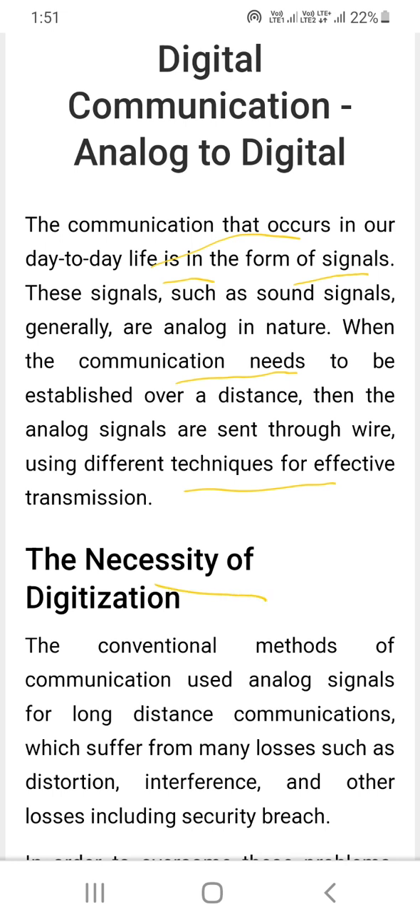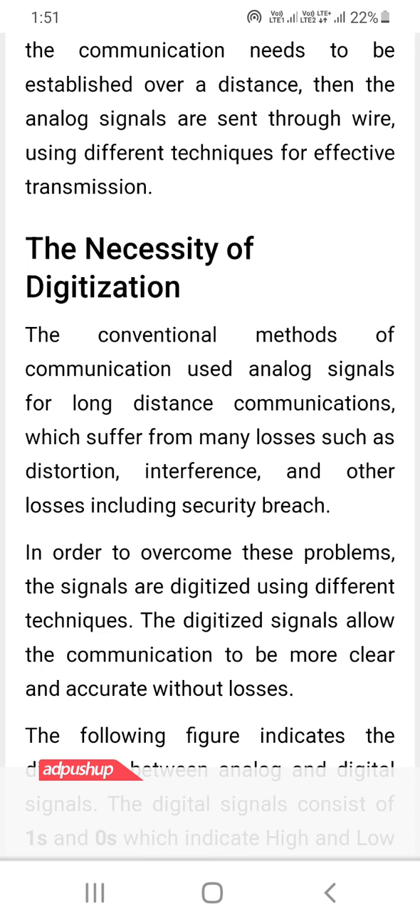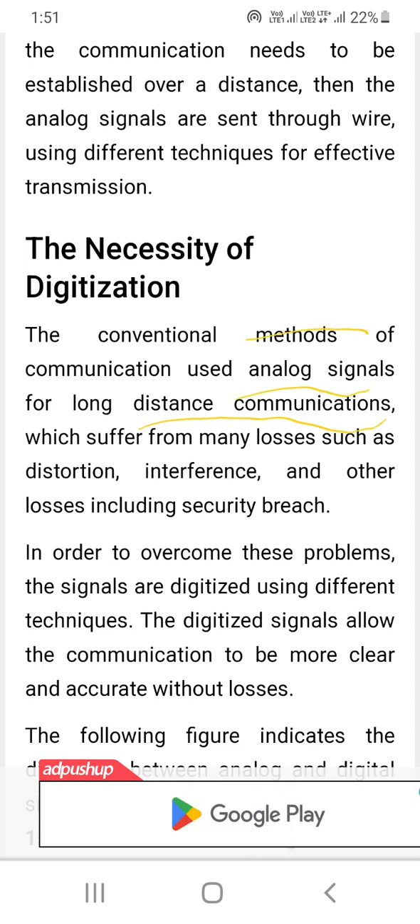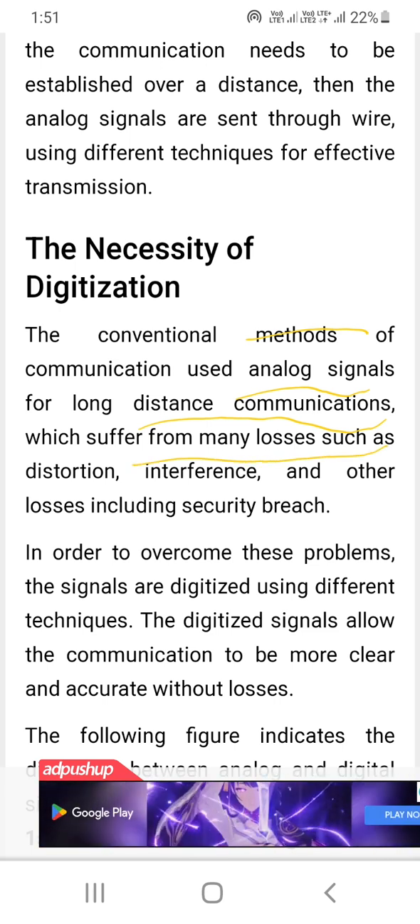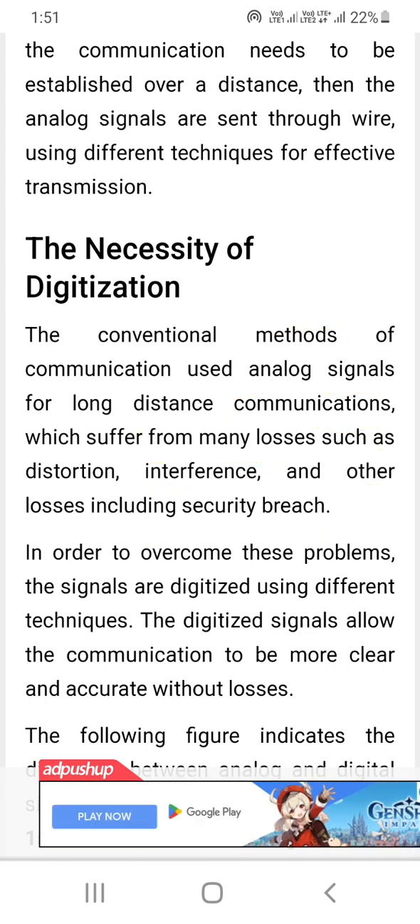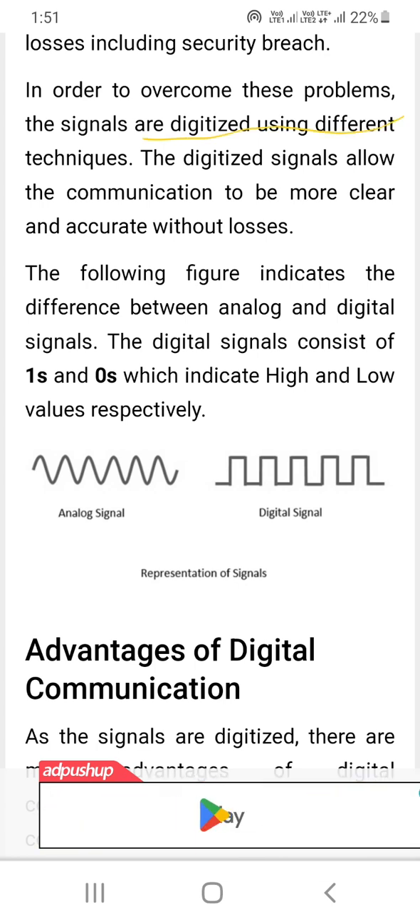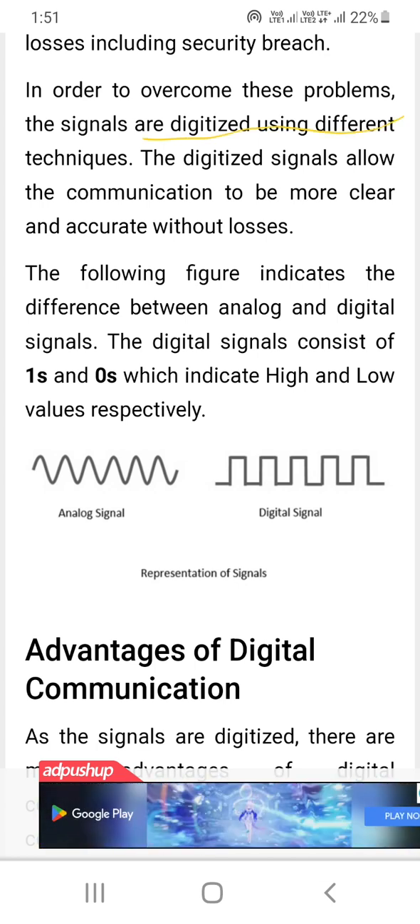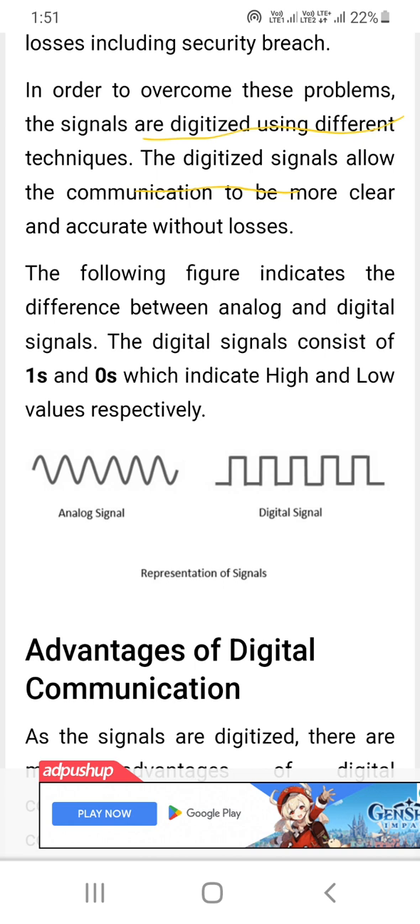The necessity of digitalization. The conventional methods of communication use analog signals for long-distance communication, which suffer from many losses such as distortion, interference, and other losses, including security breaches. In order to overcome this problem, these signals are digitalized using different techniques. The digitalized signals allow the communication to be more clear and accurate, without losses.